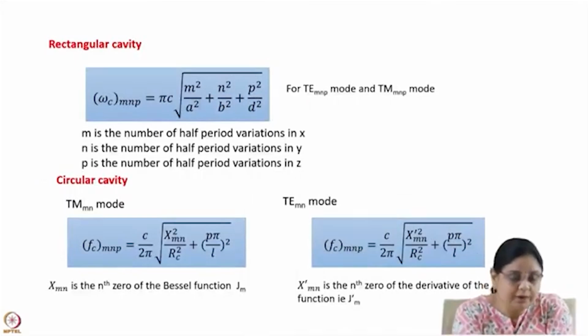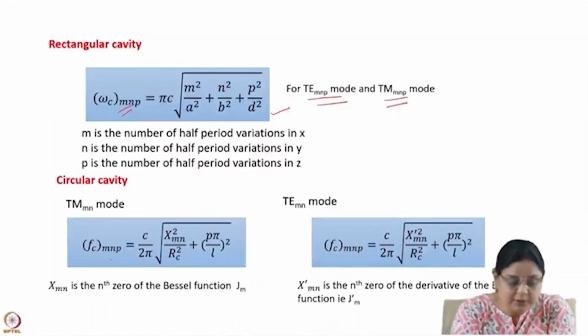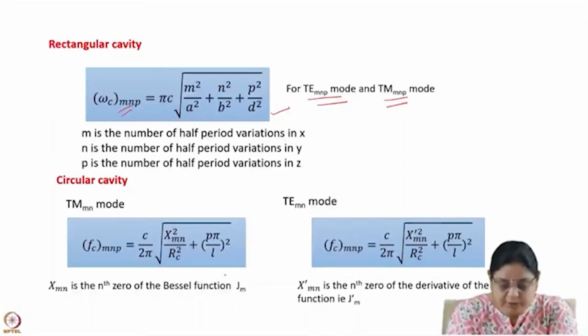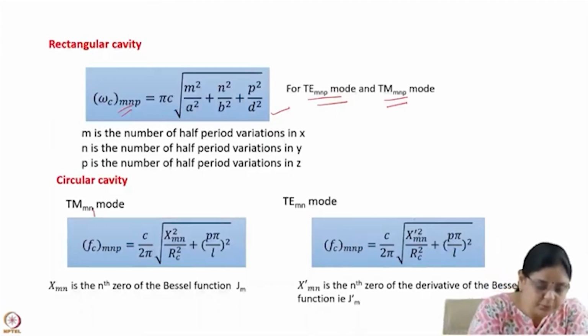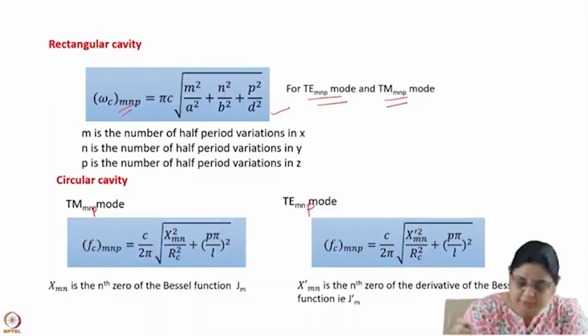And then from waveguides, we went to cavity. In the rectangular cavity, the formula for cutoff frequency depends upon the dimensions in all the three directions, and we saw that the formula is the same for both TE MNP modes and TM MNP modes. In a circular cavity, the formula is different for TE and TM MNP modes. So here there will be a P here, there will be a P here.